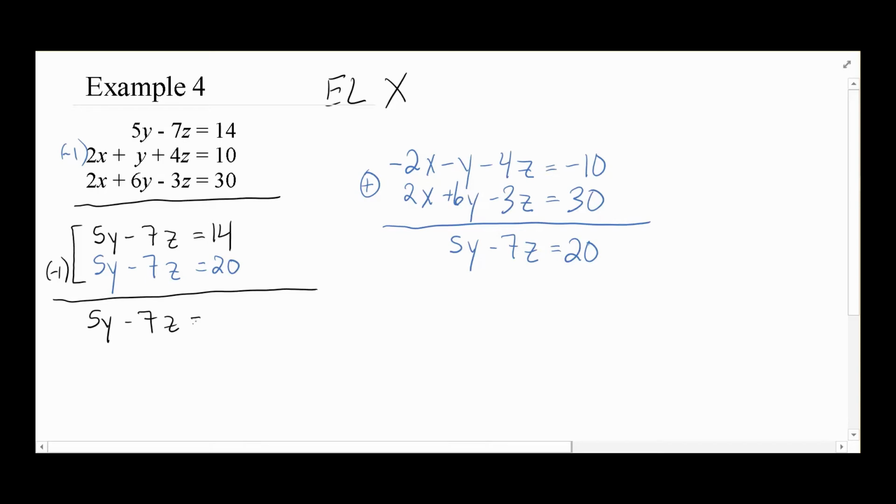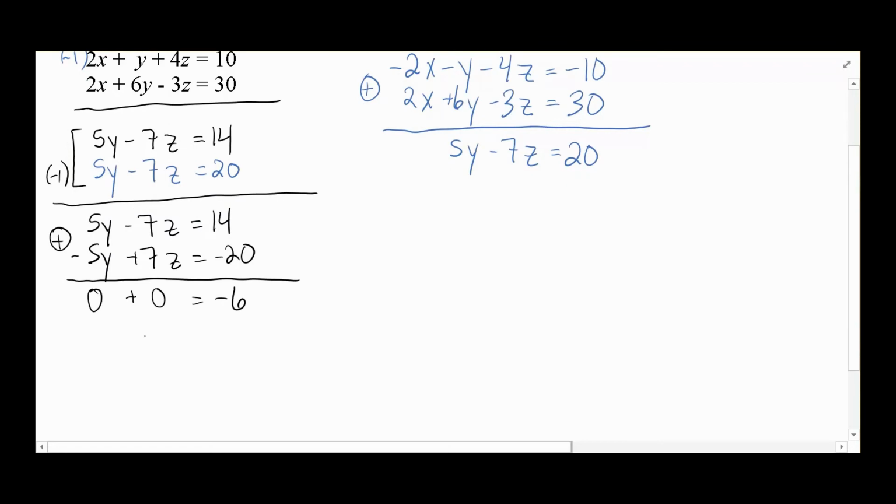So if we copy down the first equation, distribute the negative on the second equation, then add these guys together, 5y minus 5y is 0. 7z minus 7z is 0. -20 plus 14 is -6. I have determined that 0 equals -6. That's not good. 0 doesn't equal -6.